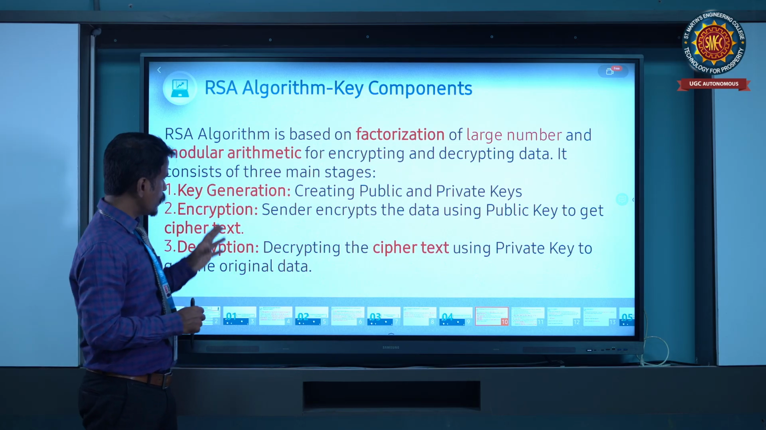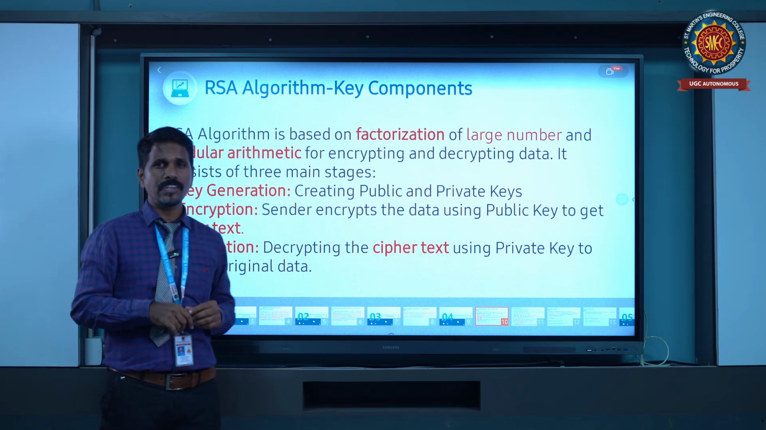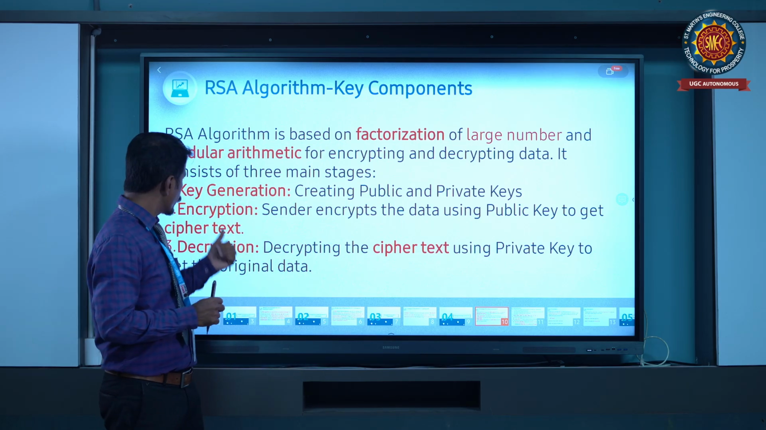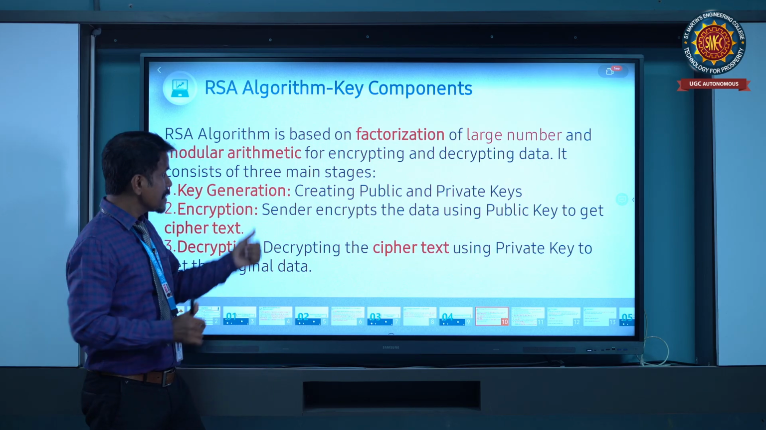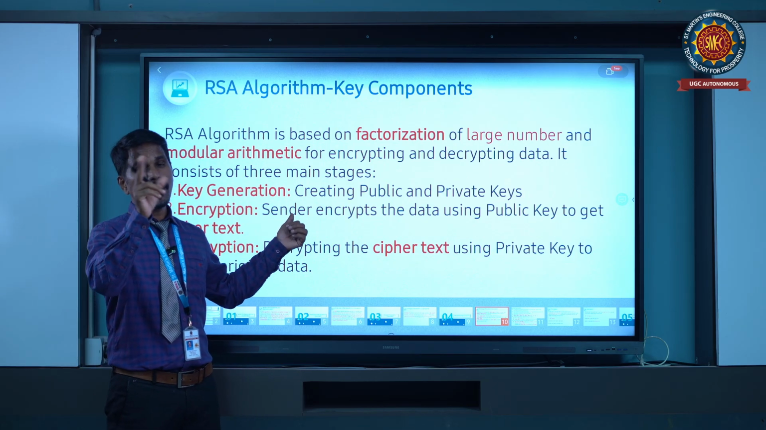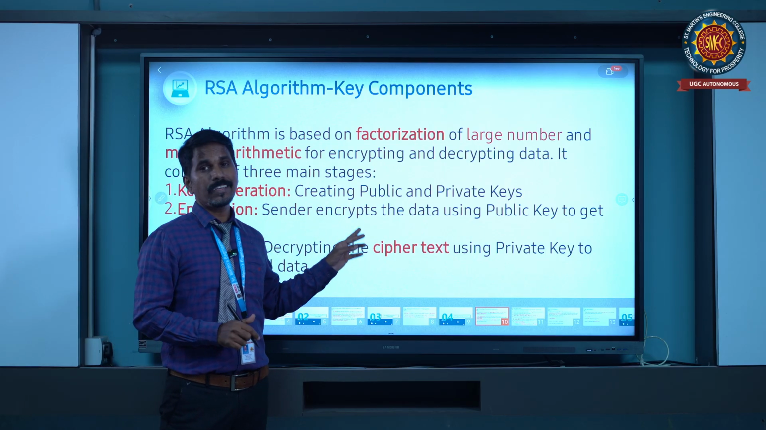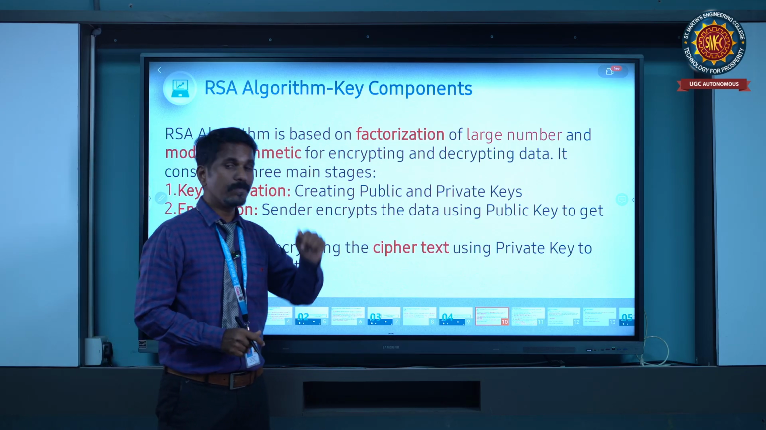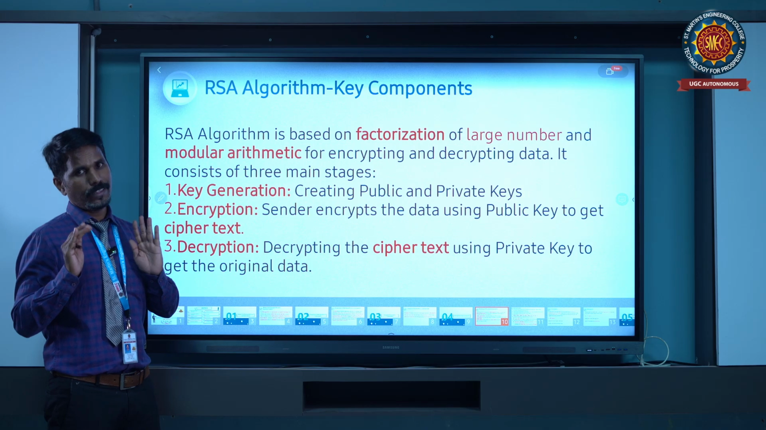Next, there are three components. Key generation: in this key generation, we have to generate the public key and private key. Next one, encryption. The two people have to interact with each other. One is the sender. The sender encrypts the data. Which key do we have to use? The public key. After using the public key, you get the ciphertext. That is the important one.